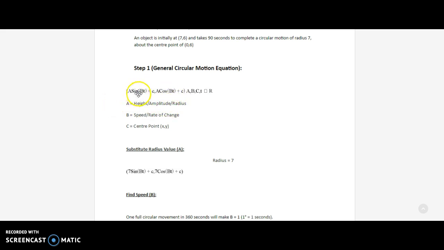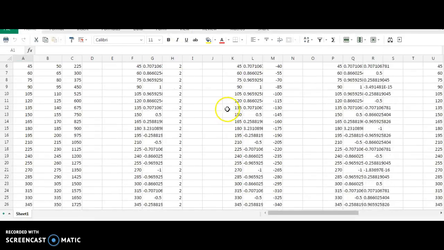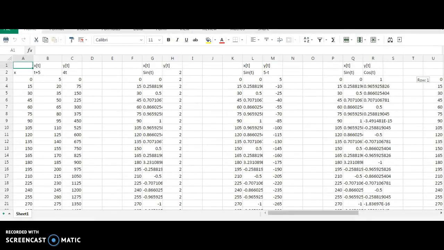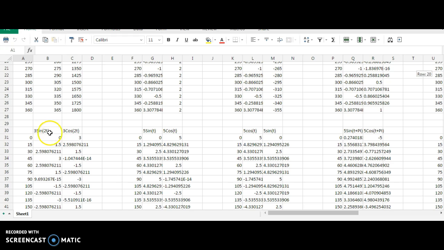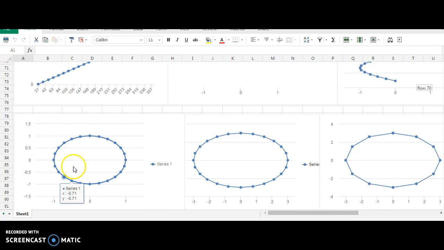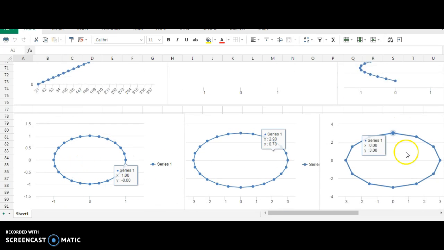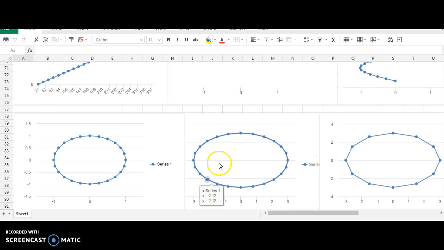We have a sine open bracket bt close bracket plus c, and for the y point, we have a cos bt plus c, where a, b, c, t are elements of the real numbers. A in this case is the height, amplitude, or the radius. If I show you this in our Excel, we have 3 sine t. So 1, 2, 3. We get a radius of 3, given these points.